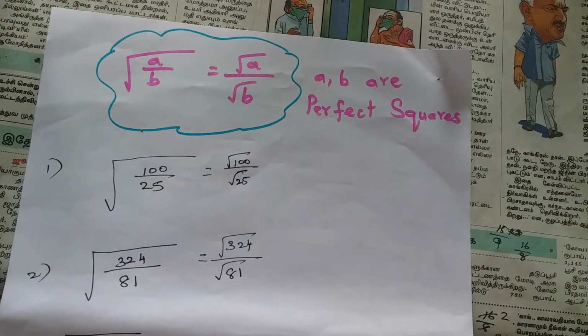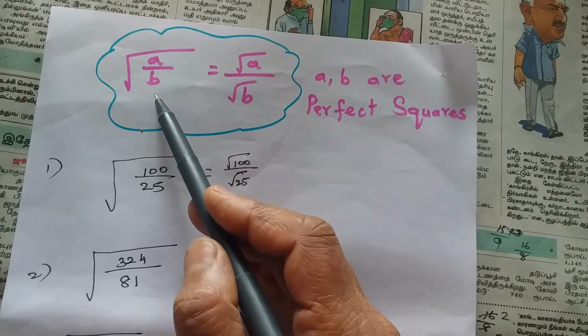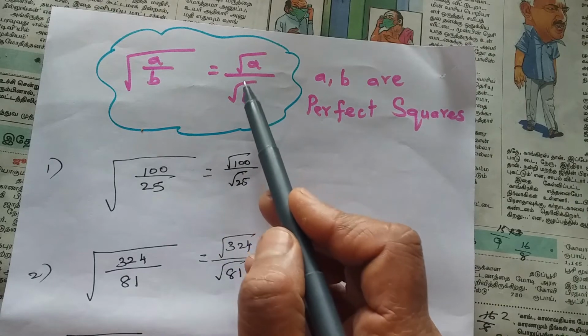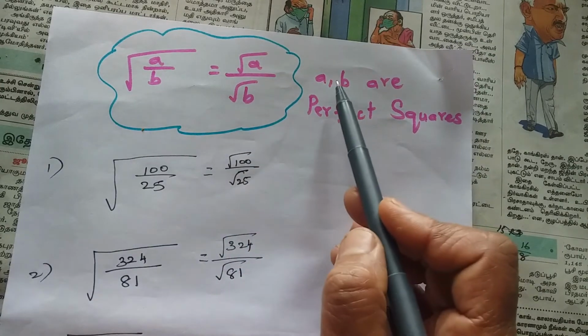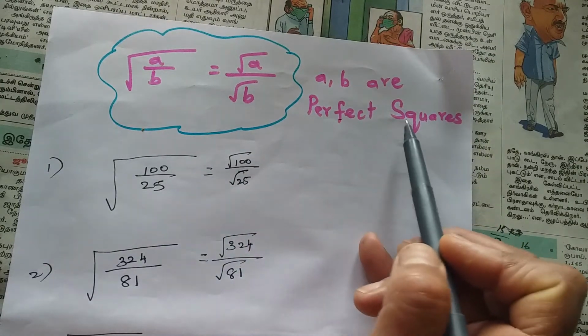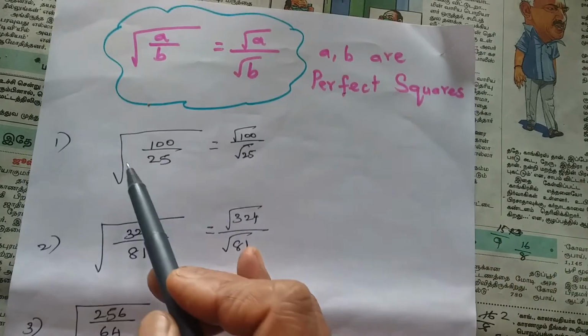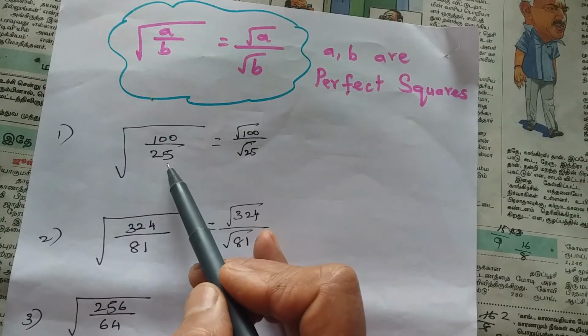Now let us check it for division. This property is true for multiplication and division. Root of A divided by B is equal to root of A by root of B. So what is the condition? A and B are perfect squares. Okay, so we'll see an example, root of 100 by 25.